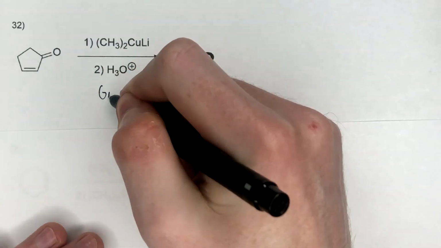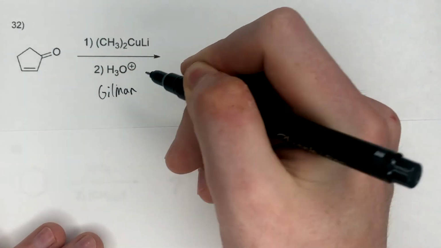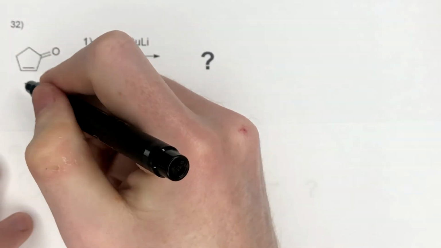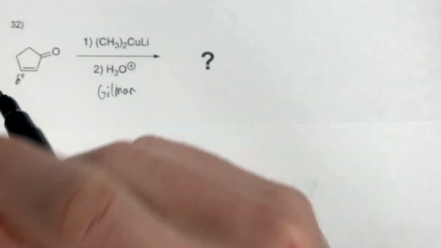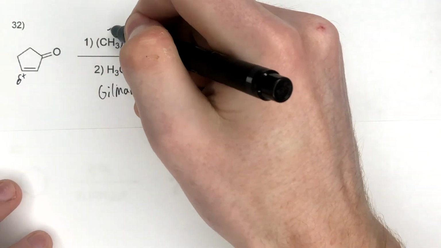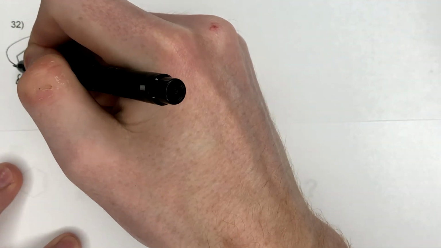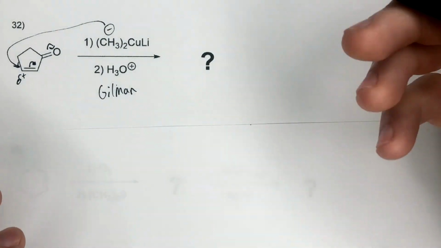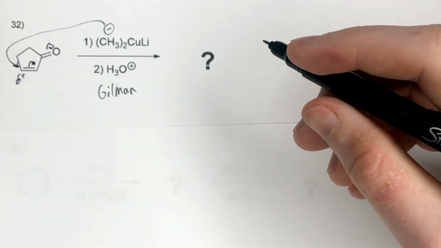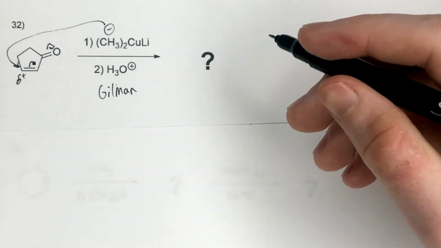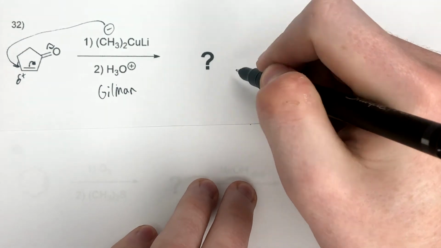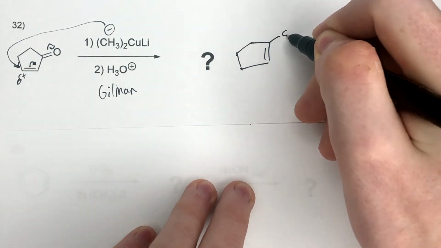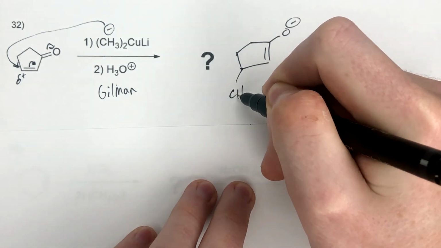This is the Gilman reagent. This reacts as a softer nucleophile. The softest nucleophile we have here is the carbon nucleophile at the conjugated position. So this R group here is going to react in the following way, and then get protonated and reform the ketone. So let's draw this out a little bit. The CH3 will add here.